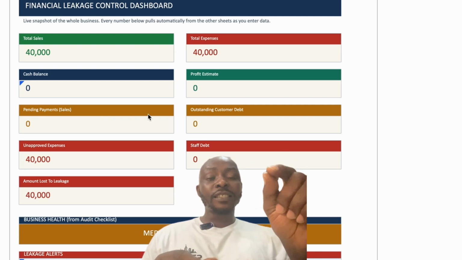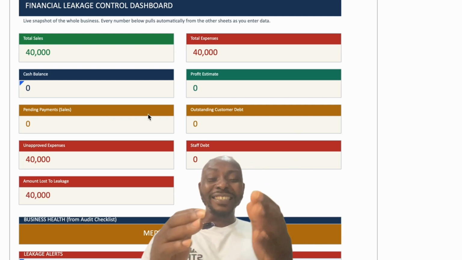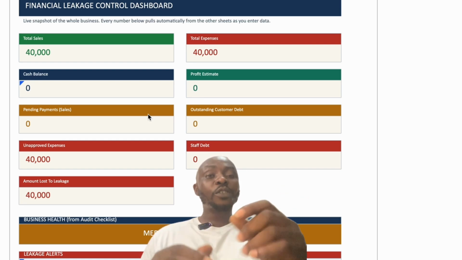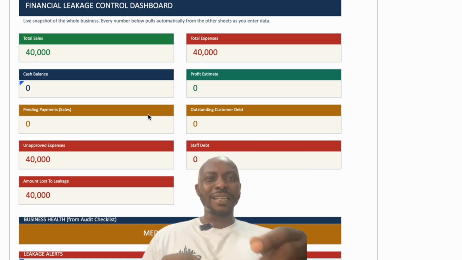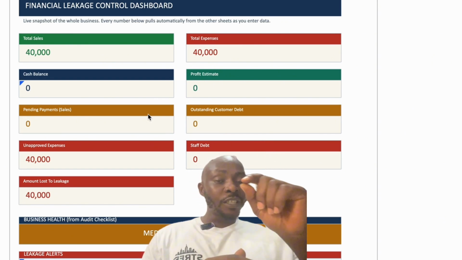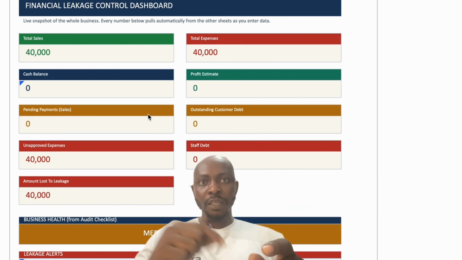So this financial leakage system will help your business to identify the points where money leaks from your business and help you fix them. Because you will not just identify them, it helps you fix them. Because when you use this system, you have fixed that financial leakage for your business. Because these points are the points where money leaks from your business.